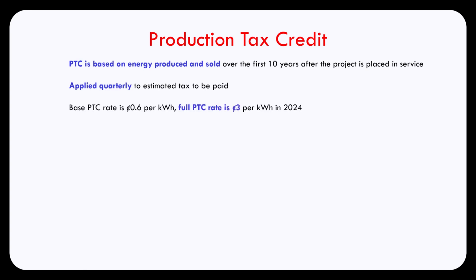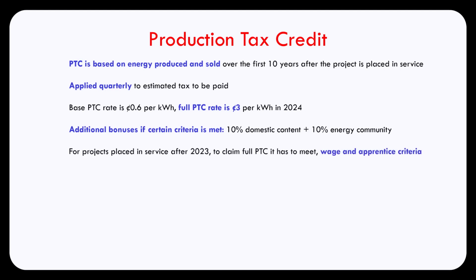The base PTC number is 0.6 cents per kilowatt hour, and full PTC rate is 3 cents per kilowatt hour. Projects can claim additional bonuses of 10% if they meet domestic content criteria, and another 10% if they meet energy community criteria. Renewable energy projects that were placed in service in 2023 or later will need to meet wage and apprentice criteria to claim full PTC rate of 3 cents per kilowatt hour. We will talk about different criteria and bonuses under the Inflation Reduction Act in our next lessons. Renewable energy projects that were placed in service in 2021 or earlier can claim the full PTC rate of 2.9 cents per kilowatt hour.